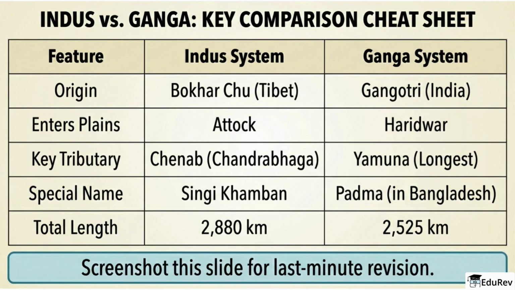Special name: Indus, Singi Khamban. Ganga, Padma in Bangladesh. Total length: Indus, about 2,880 kilometers. Ganga, about 2,525 kilometers. This is the table you revise when time is low and the paper is close.